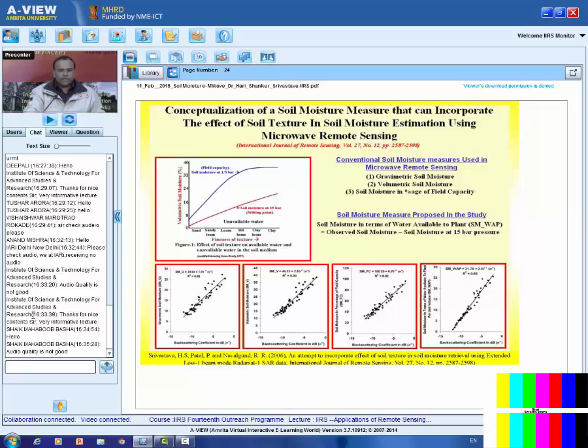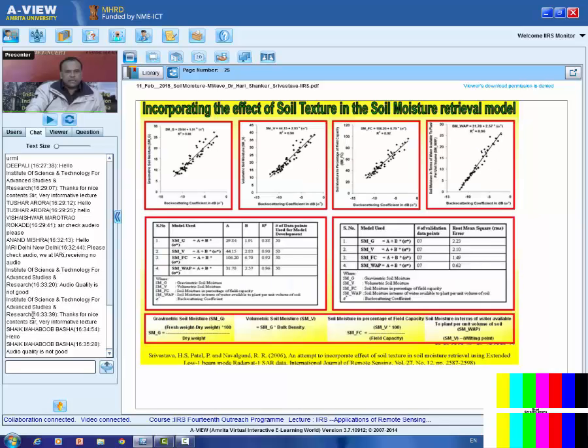And what we have done, we have observed that if we represent soil moisture in terms of water above wilting point, then this quantity, this is graph number 4, you can see it is showing the maximum correlation of 0.96. So if we are representing soil moisture in terms of water above wilting point, then this quantity is able to incorporate the effect of soil texture in the soil moisture retrieval model. These are the results that we have observed.